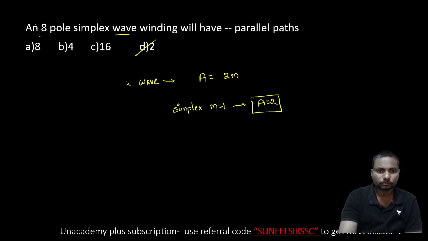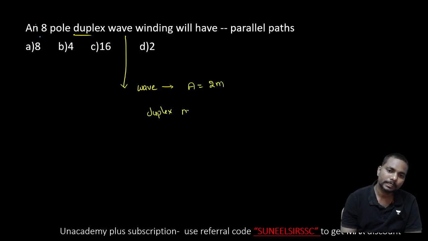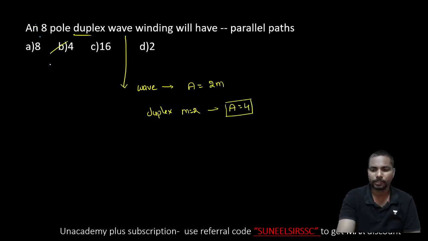And coming to the duplex wave winding. Again, whenever we see the wave winding, the formula is 2M. Here it is duplex. Duplex in the sense M is equal to 2. So A is equal to 2 into 2, that is 4. So the number of parallel paths is 4. So the answer is option B.